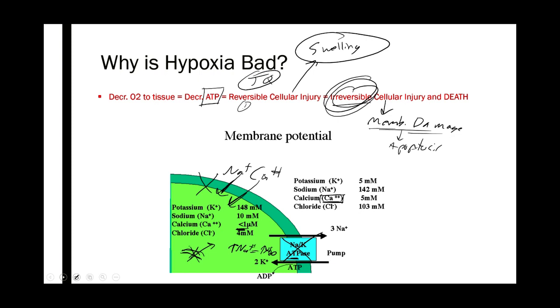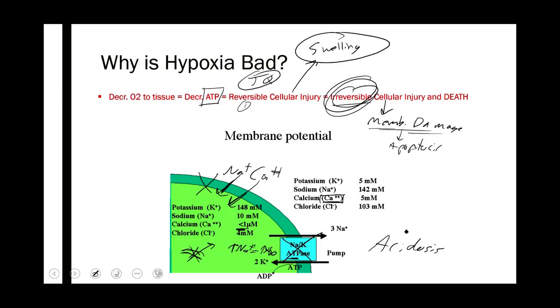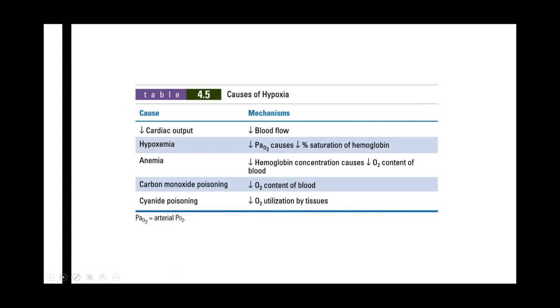What else do I want to say? Oh, another thing you'll see here, acidosis. You'll also see acidosis when you get hypoxia. So some common causes of hypoxia to keep in mind. Decreased cardiac output, that makes sense, right? Hypoxemia, we'll get to that. Decreased PO2 causes decreased percent saturation, and that will eventually cause tissue hypoxia.